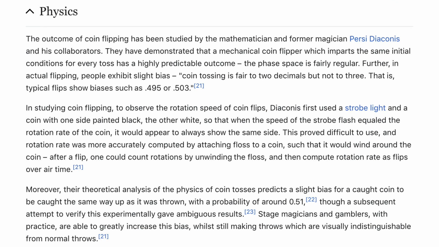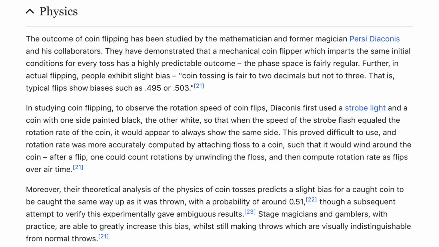Physics. The outcome of coin flipping has been studied by the mathematician and former magician Persi Diaconis and his collaborators. They have demonstrated that a mechanical coin flipper, which imparts the same initial conditions for every toss, has a highly predictable outcome. The phase space is fairly regular. Further, in actual coin flipping, people exhibit a slight bias. Coin tossing is fair to 2 decimals, but not to 3. That is, typical flips show biases such as 0.495 or 0.503.